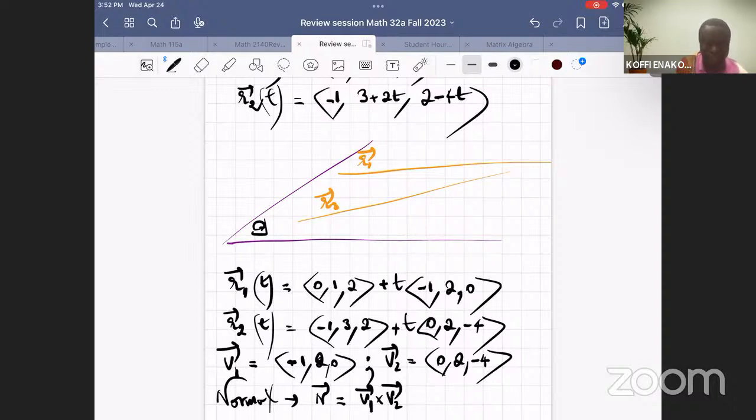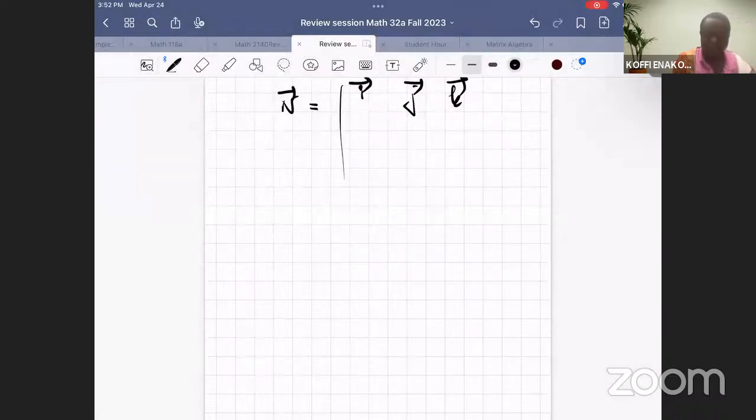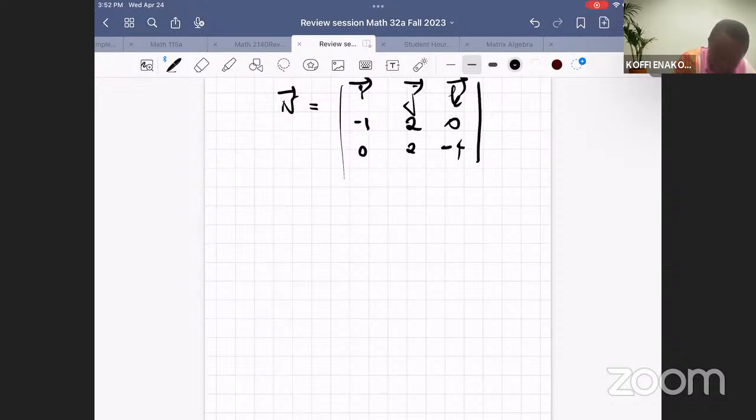I have it as negative 1, 2, 0. So n is i, j, k with negative 1, 2, 0 as the first row, and 0, 2, negative 4 as the second. Let me take a look at the right thing. Then we'll find this cross product.